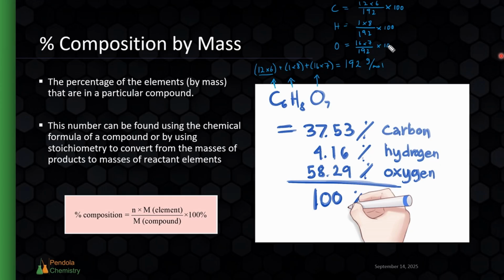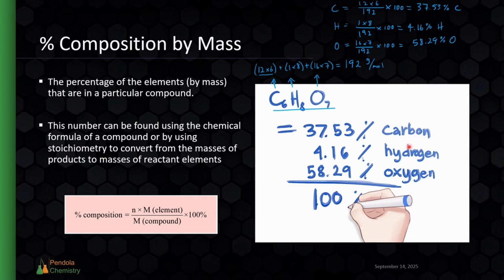Otherwise, we get the decimal form, which is helpful, but when you want the percentage, we always need to multiply by 100. So this will be 37.53, like it says on the graphic, percent. This will be 4.16% hydrogen, carbon, and this will be 58.29% oxygen. So what does this mean? 37.53% of the mass of this compound comes from carbon, 4.16% of the mass of this compound comes from hydrogen, and 58.29% of the mass of this compound comes from oxygen.